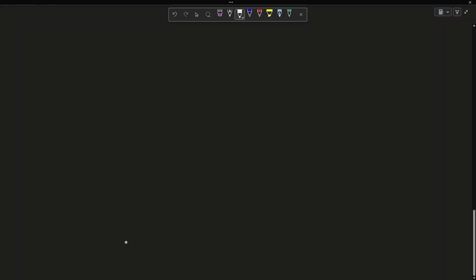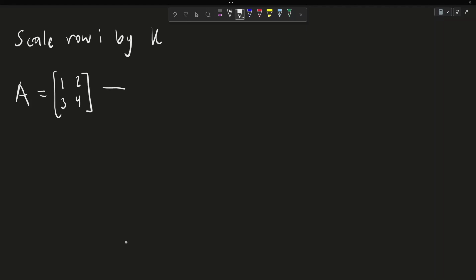So what happens if we scale any given row i by some value, let's call it k? If we scale a row i by a constant k, we multiply the whole determinant by k. Let's take our original example of 1, 2, 3, 4, and transform its second row by multiplying it by 3, which will give us the new matrix A prime, which is equal to 1, 2, 9, 12.